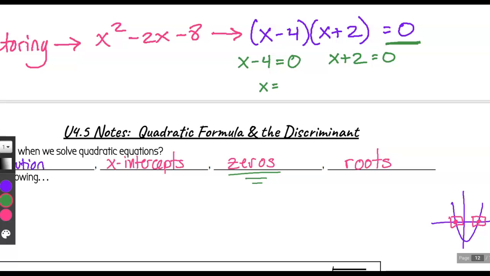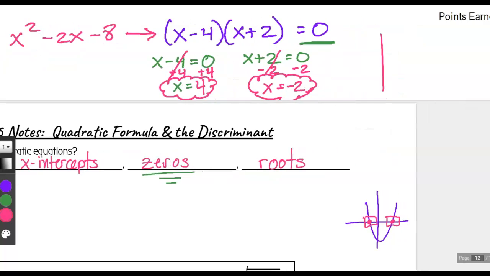So how do we get the x by itself here? Yes, you add 4 to both sides. So what is x actually equal to? A positive 4. And what's our other solution? Good. These are our two solutions. This is how we solve a quadratic.